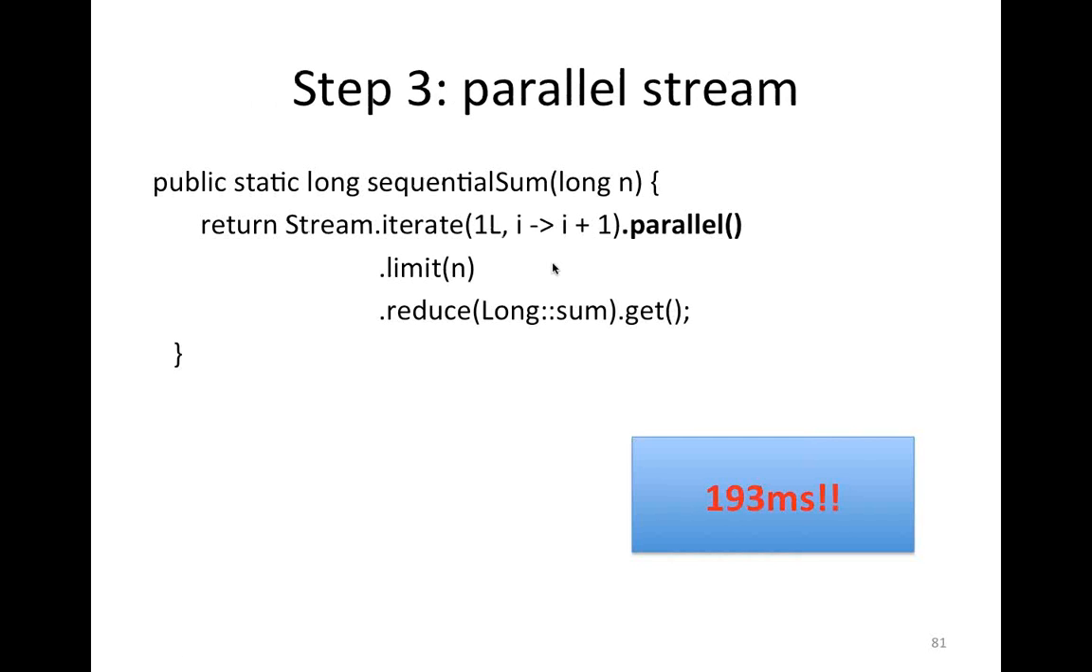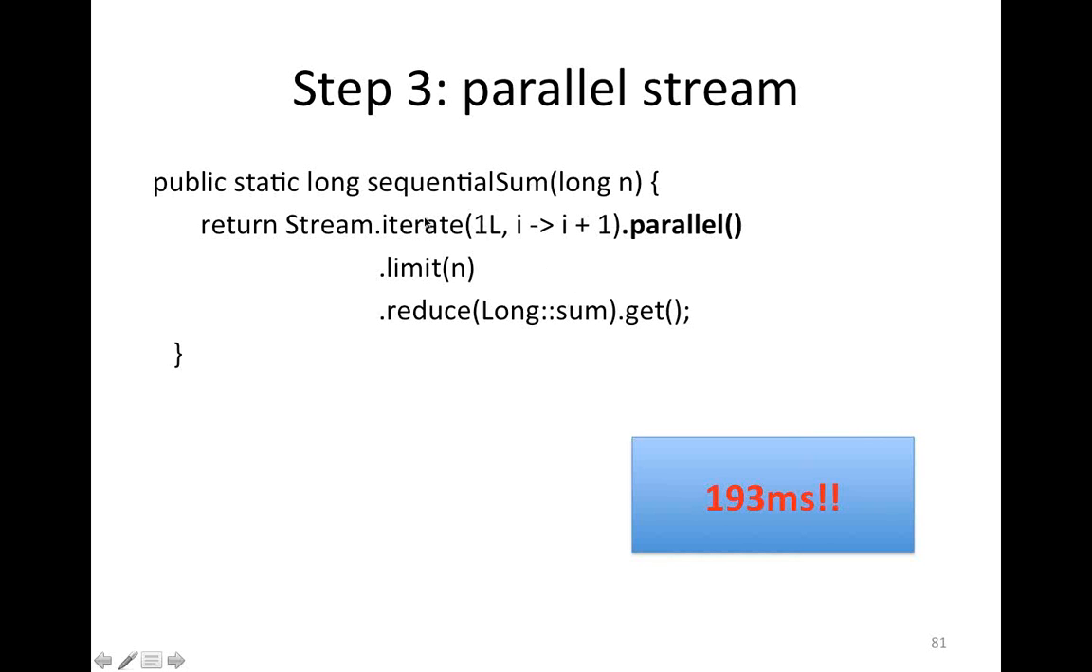So in these previous versions, what happened is that all the numbers generated here are boxed. So instead of working with primitive numbers, we're working with an object of type integer, specifically here an object of type long. And the next thing to realize is that certain stream operations parallelize better than others.